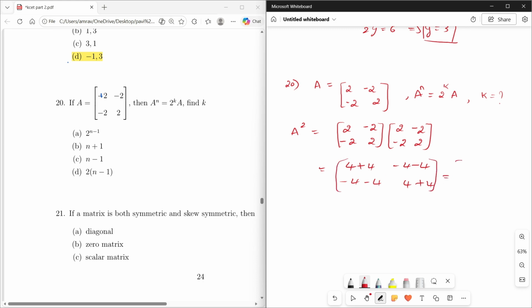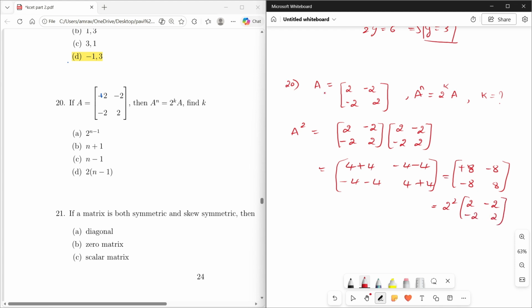You get plus 8 minus 8 minus 8 and plus 8. So taking 2 square common here, I can write this as 2 square into 2 minus 2 minus 2, 2. What is the reason for writing this?